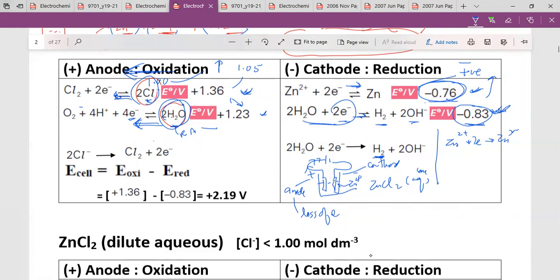Let me think about it first. Now here, remember, if it's 1 molar, it is plus 1.36. But if the concentration is increased, it will go backwards here. It means backwards becomes less positive, isn't it? Now when you go backwards, because both are going to go backwards, this will be negative 1.05 and this will be negative 1.23. So which is easier to go backwards? Of course, that one. That's why chlorine is given out when the concentration of Cl minus is very high.